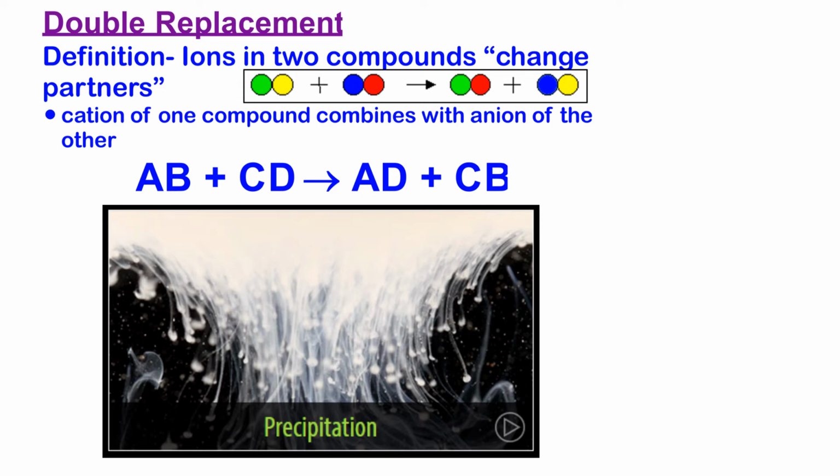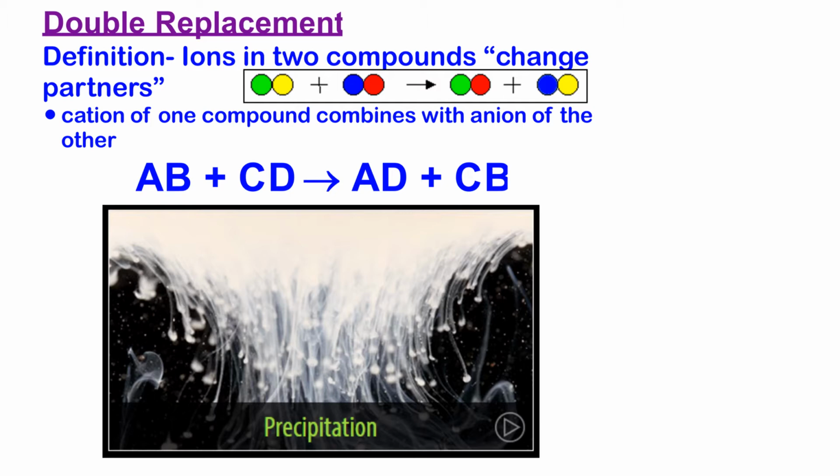So in this video, we're going to be looking at another type of chemical reaction. In the last video, you looked at single replacement reactions. In this video, we're going to be looking at what is called a double replacement reaction. In double replacement reactions, the ions in two different compounds change partners. What that means is that the ions are going to basically switch and create two new compounds.